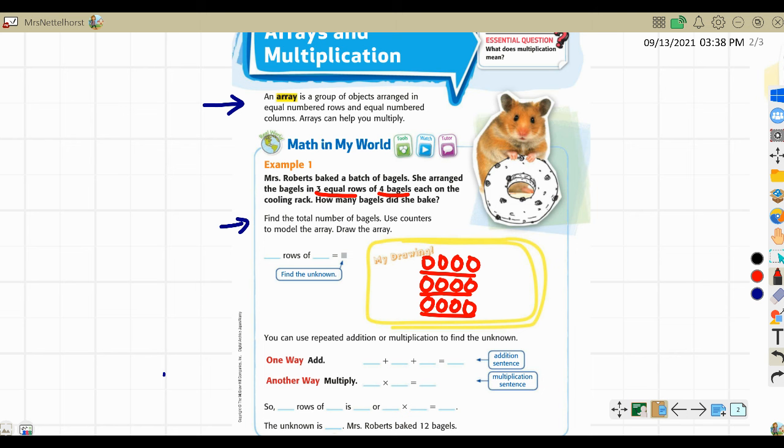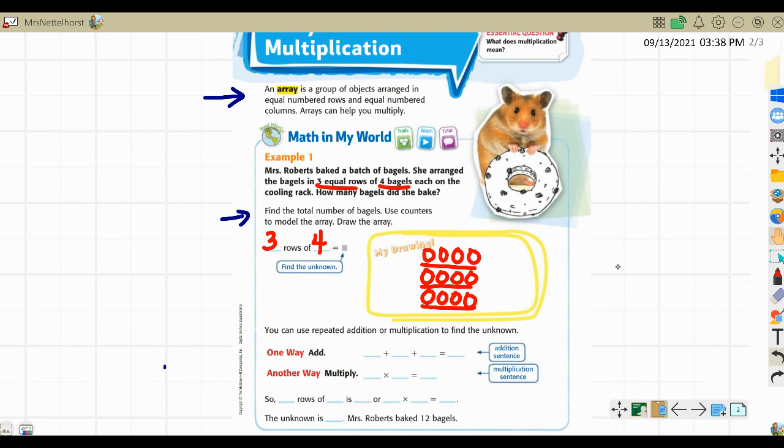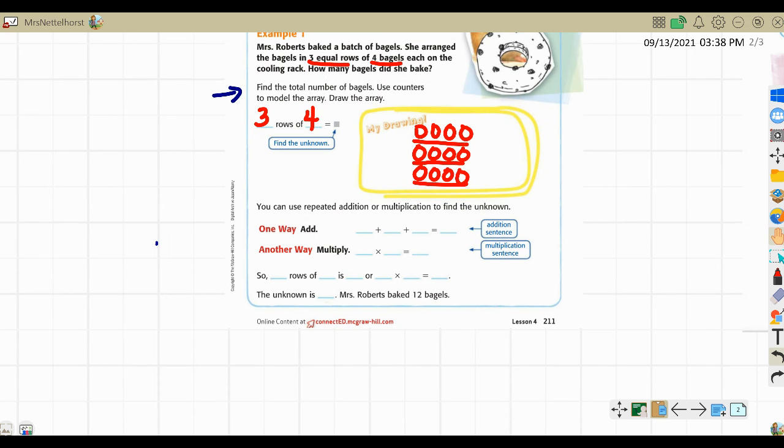Okay, so I know I have 1, 2, 3 rows because I drew 3 lines, and I know that I have 4 in each row because I put 4 circles on each line. What I need to know is the unknown. So there's a couple ways I can do this. Yes, I could count up all the bagels. I could also use repeated addition, and I can multiply. So let's do that.